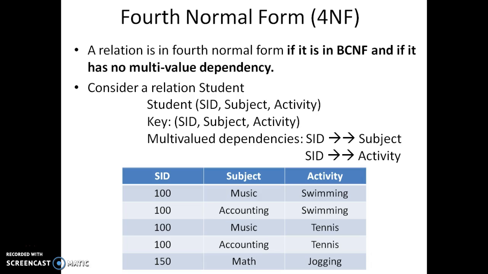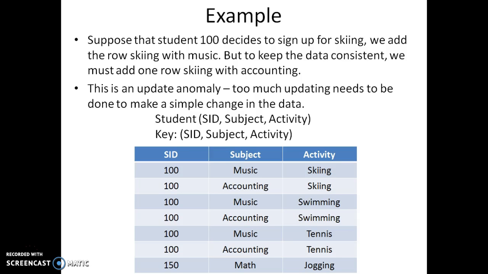as this table has various anomalies. So we have to eliminate those anomalies, but this fourth normal form has an update anomaly, because we have to update so many things to make a simple change in the data. That's why this normal form is generally not applied. So this is the example of the fourth normal form.